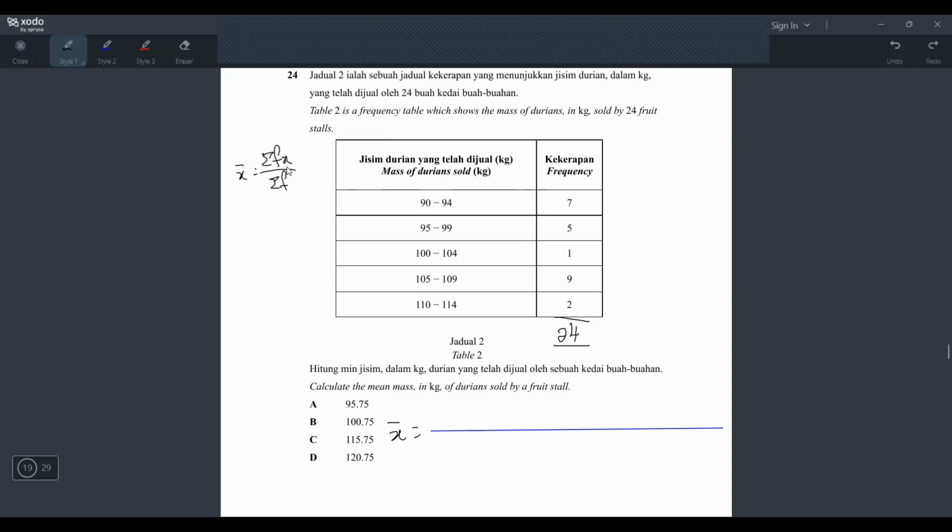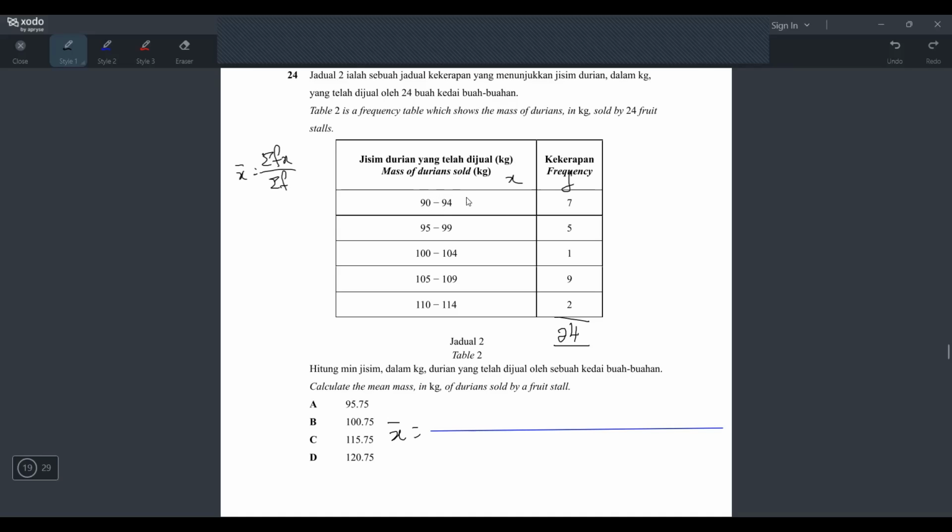Okay, what is f? What is x? f is the frequency, x is the data, right? And then what you have to do is take the data times the frequency. But if it's grouped data, you have to take the midpoint, because it's a class, right? If your x is a class, there are a lot of numbers in between 90 and 94: 90, 91, 92, 93, 94. So you have to choose one number to represent, one number to wakil, and you will choose the midpoint.